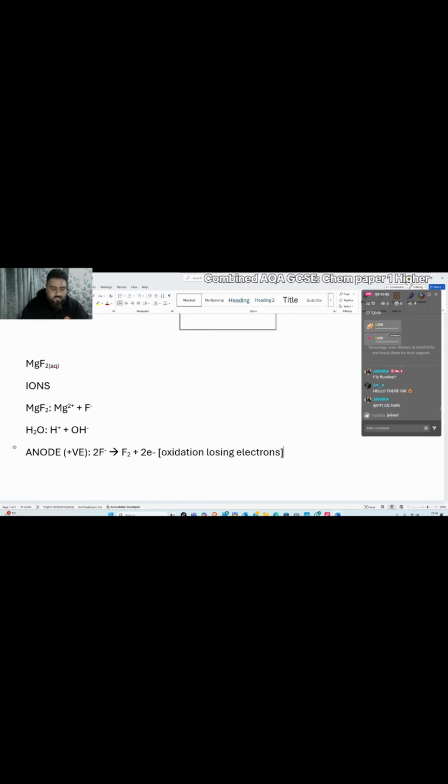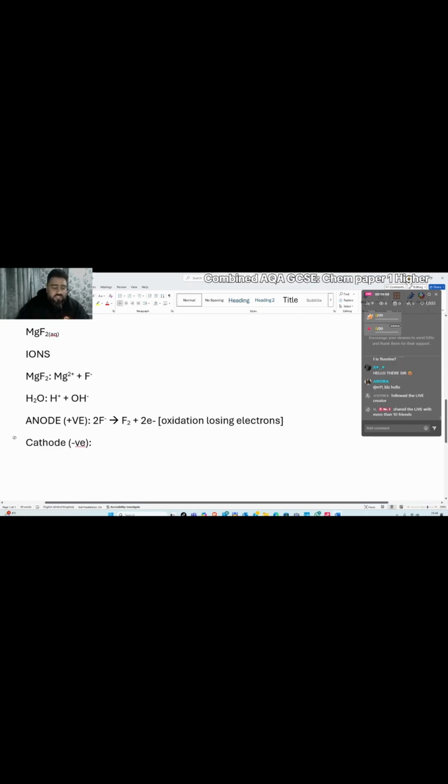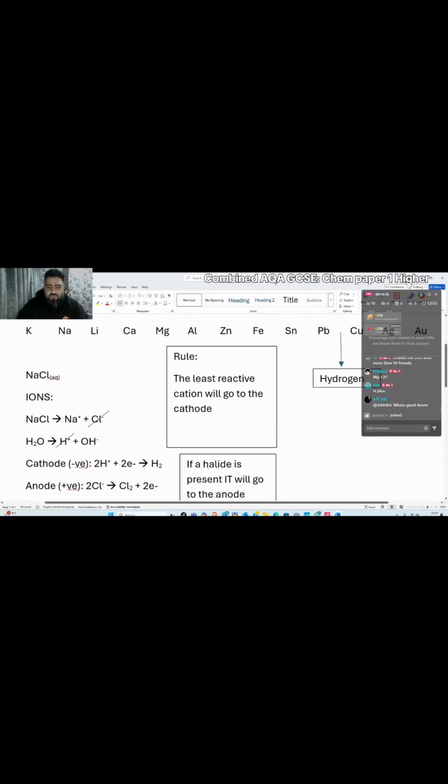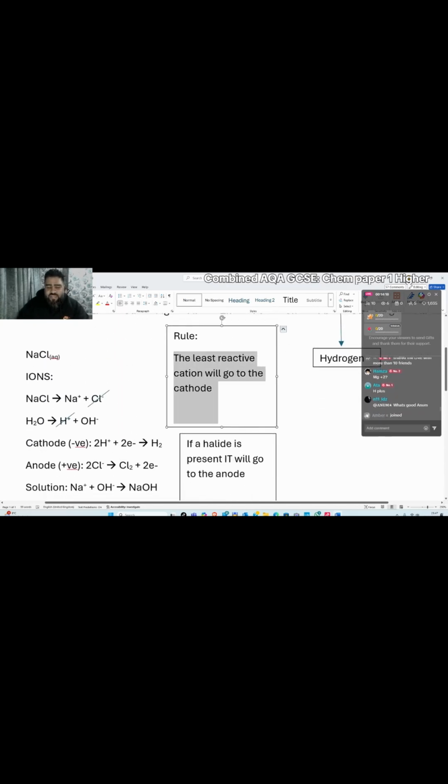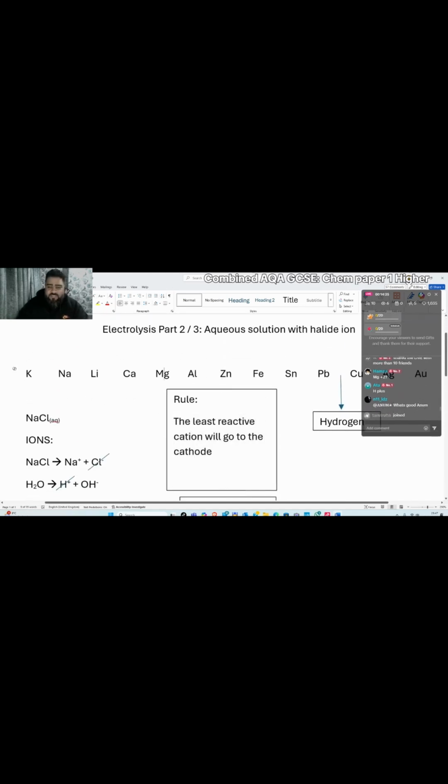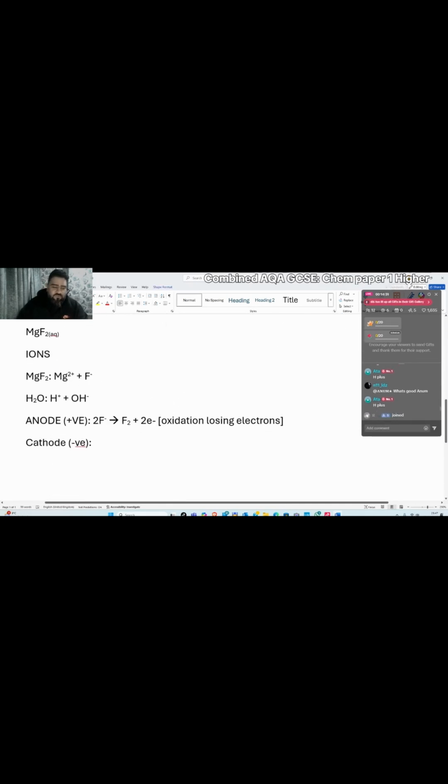Right, fantastic. Then we're going to look at the cathode. In terms of the cathode, it is negative. So which one is going to go to the cathode? Well, this is negative, so it's going to be one of these two positive ions. Let's look at the rules. It says the least reactive cation will go to the cathode. So we've got magnesium and hydrogen. Magnesium is here, hydrogen is all the way over here. Which one is least reactive? It's the hydrogen. So hydrogen will form.